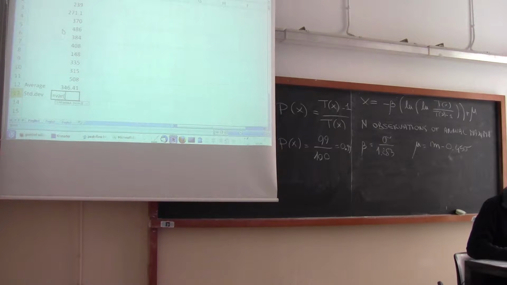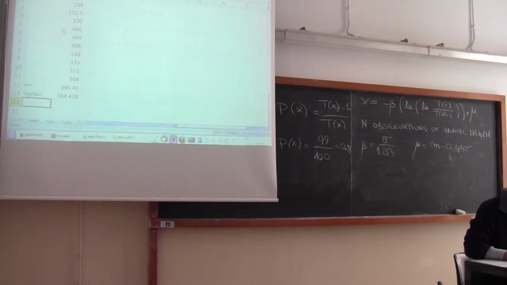I don't remember the name of the function in Excel computing the standard deviation, and I computed it as the square root of the variance. The variance is the squared standard deviation. So basically this is the average and this is the standard deviation. Let me call it M equal 2 and this is sigma equal 2, okay?